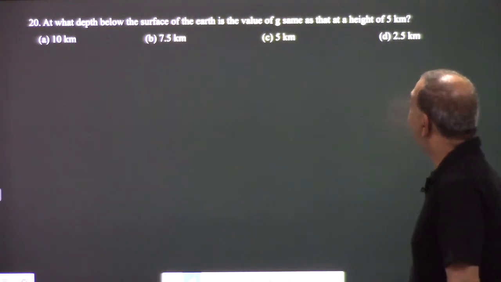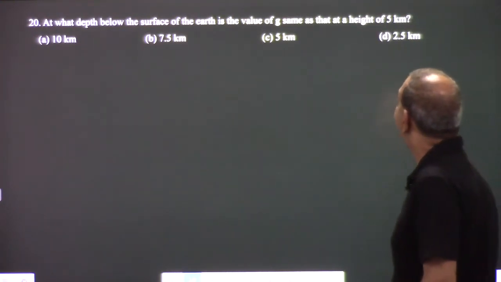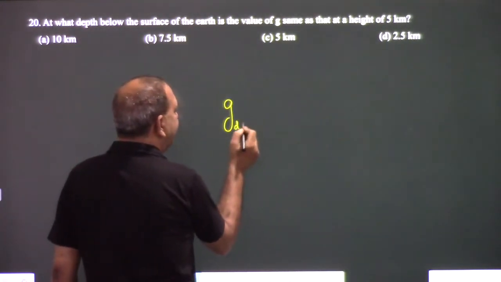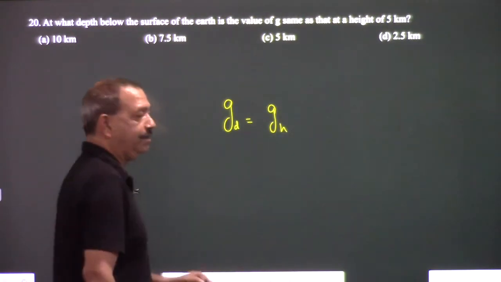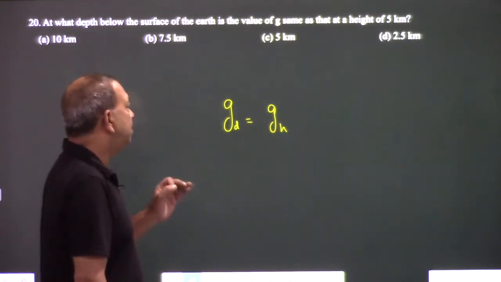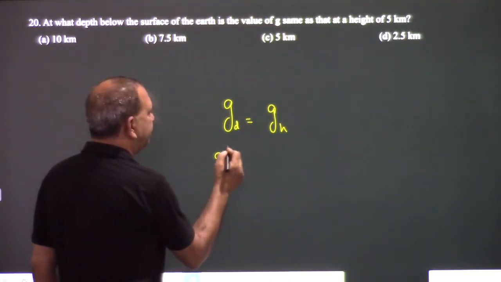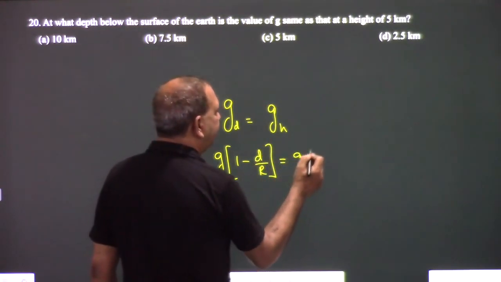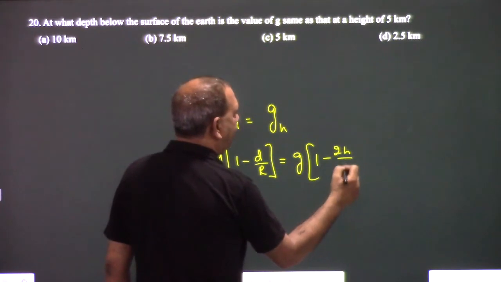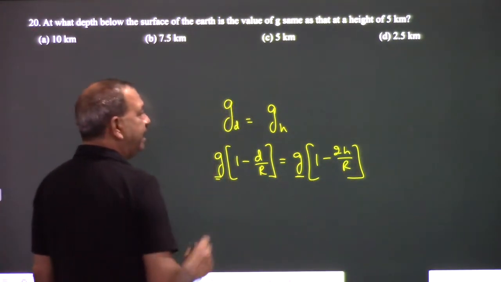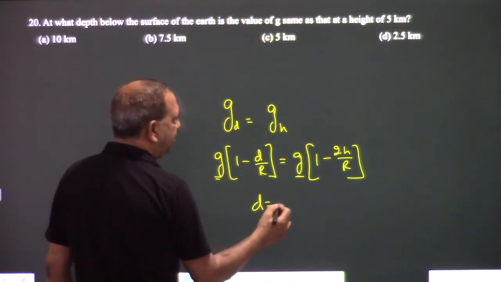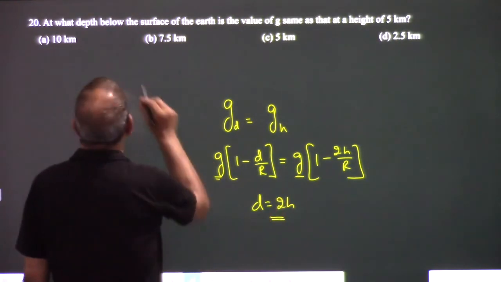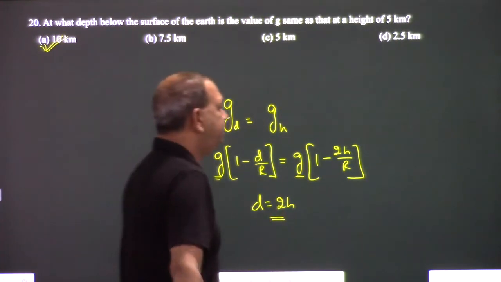At what depth below the surface of Earth is the value of g the same as that at a height of 5 km? The value of g at the depth is the same as the value at height, right? For the depth, we have the formula g(1 minus d by r), and for the height we have the formula g(1 minus 2h by r), where g is acceleration due to gravity at the surface. So this simply gives d is equal to 2h. If the height is 5 km, then the depth must be 10 km, right?